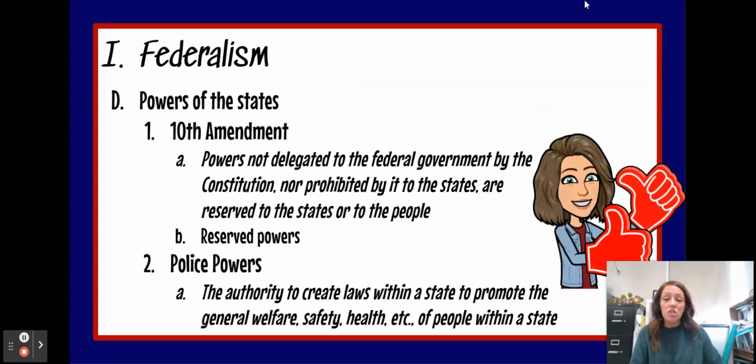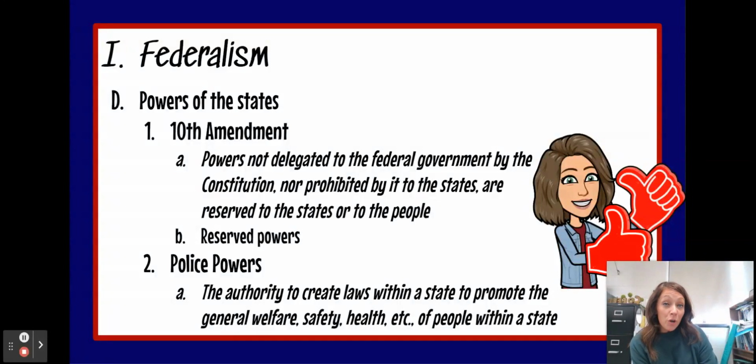So in the Constitution, we also have specific sections that deal with powers that the state governments have. So we know that the 10th Amendment is the States' Rights Amendment, and it gives the states any power that isn't specifically given to the federal government and not denied to the states. So the 10th Amendment is the one that protects those reserved powers. So things that the federal government can't do or doesn't do are reserved for the states.